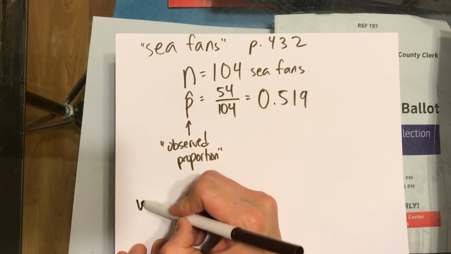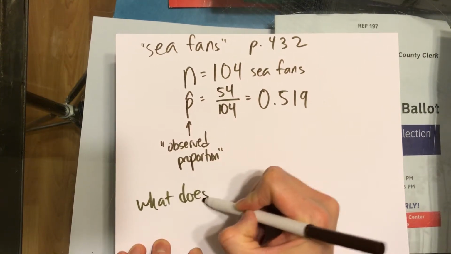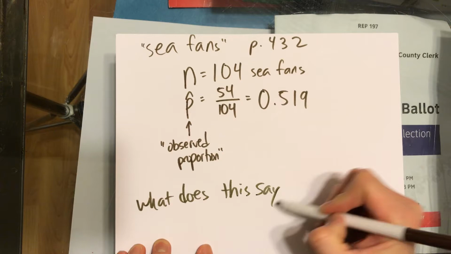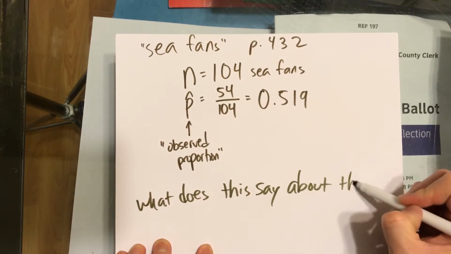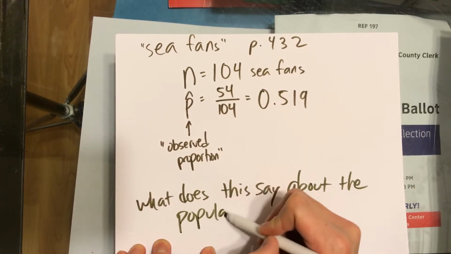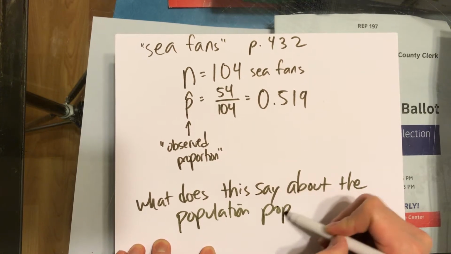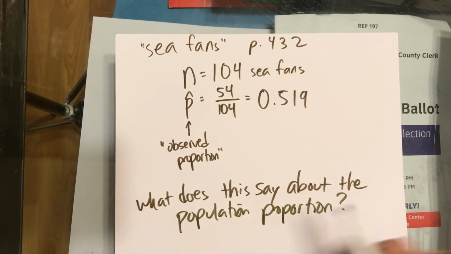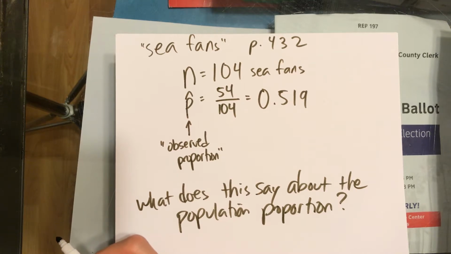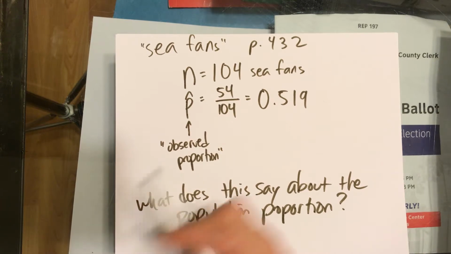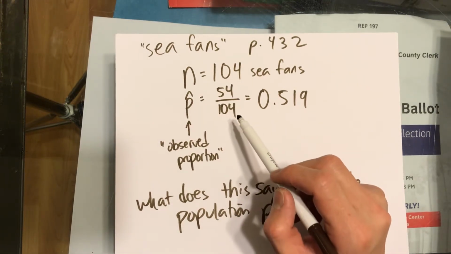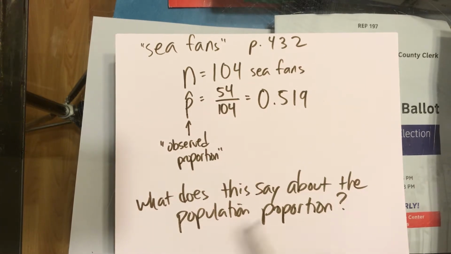But what does this say about the population proportion? Say we're a marine biologist and we really want to study these sea fans and we really, really care about them and we don't want them to die off from this disease. Of course, we cannot check every single sea fan in the world, so we take a sample. We took a sample of 104. Hopefully this is a random sample. What can we infer about this?